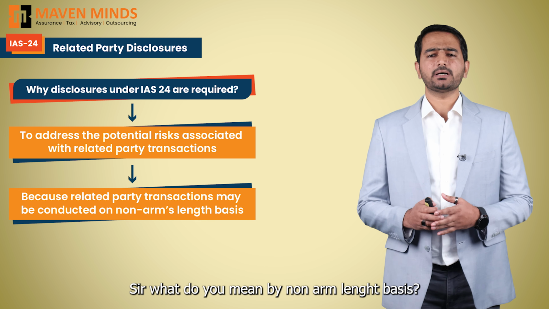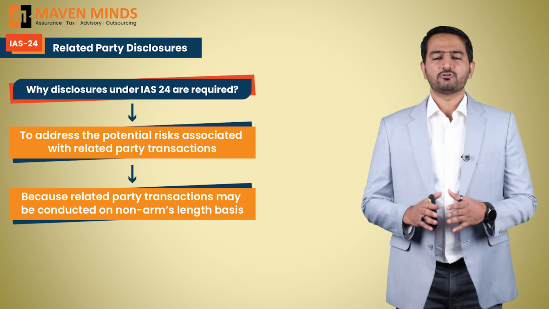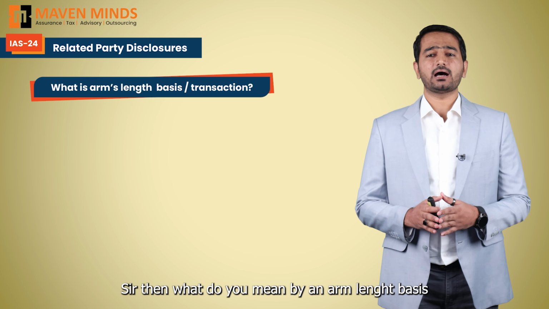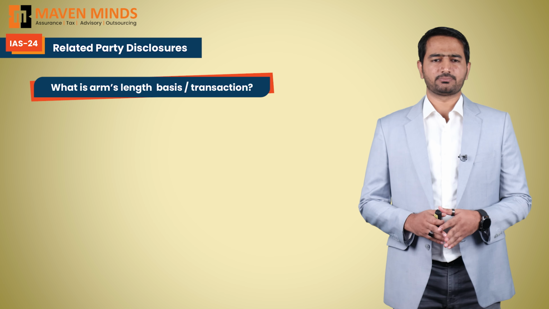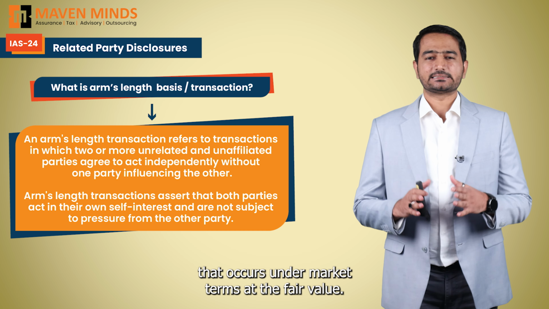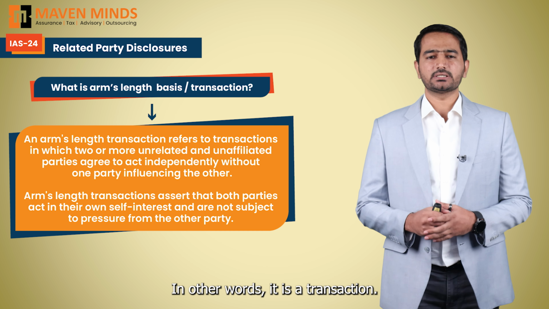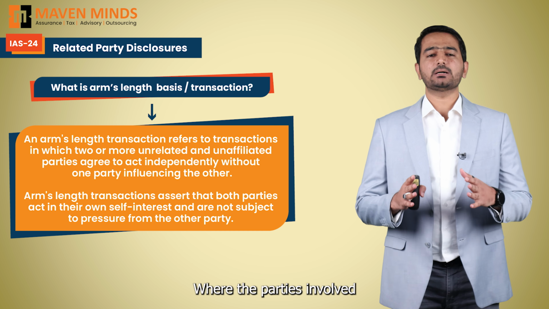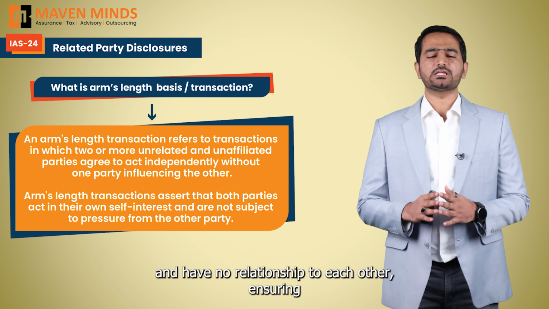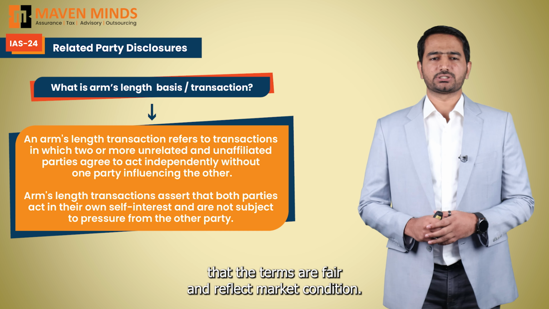Sir, what do you mean by non-arm's length basis? A non-arm's length basis means any transaction which is not on arm's length basis. Sir, then what do you mean by an arm's length transaction? Okay, an arm's length transaction is any transaction that occurs under market terms at a fair value. In other words, it is a transaction where the parties involved act independently and have no relationship to each other, ensuring that the terms are fair and reflect market conditions.